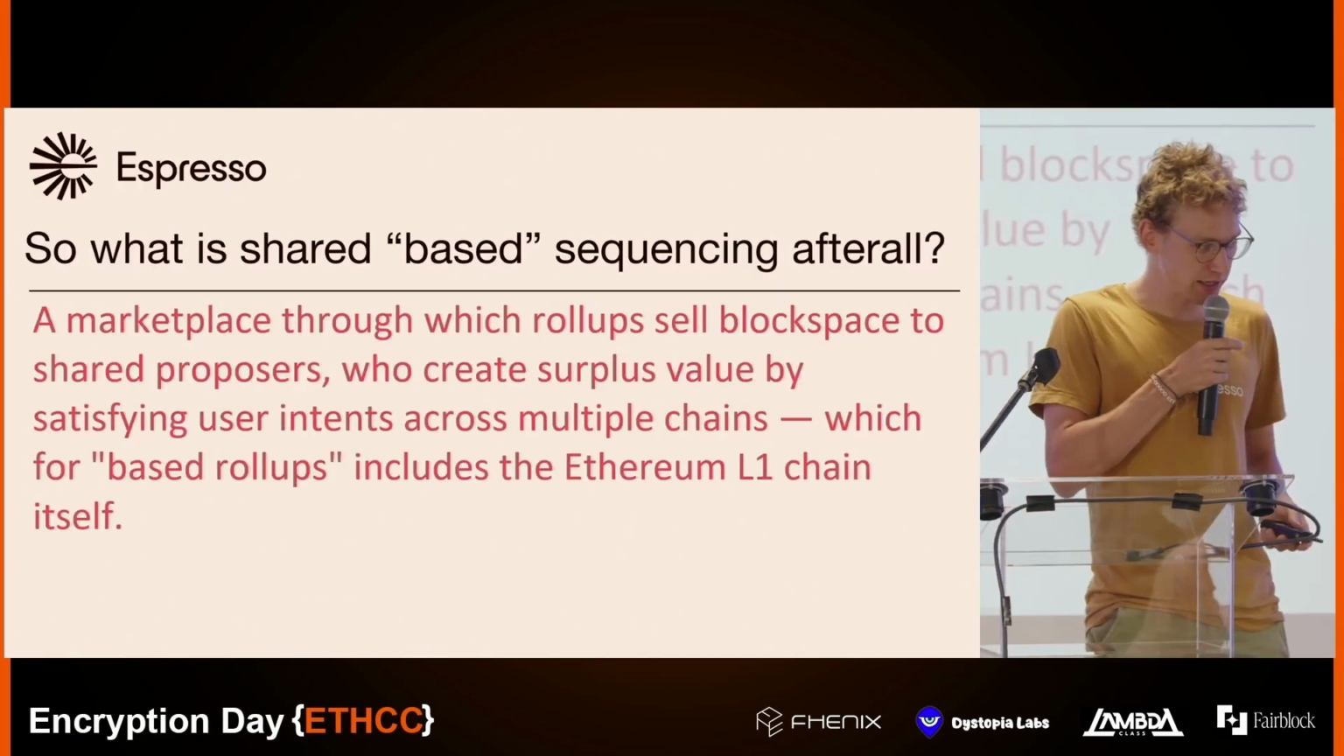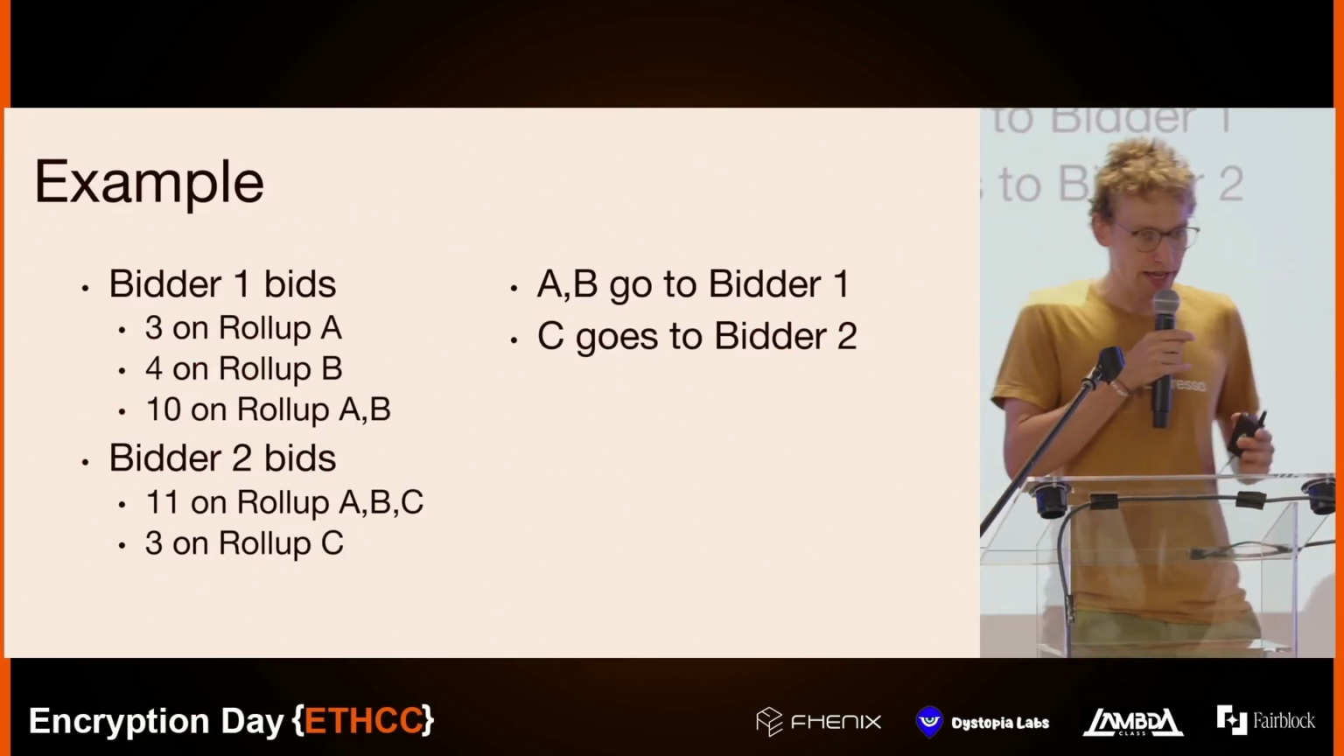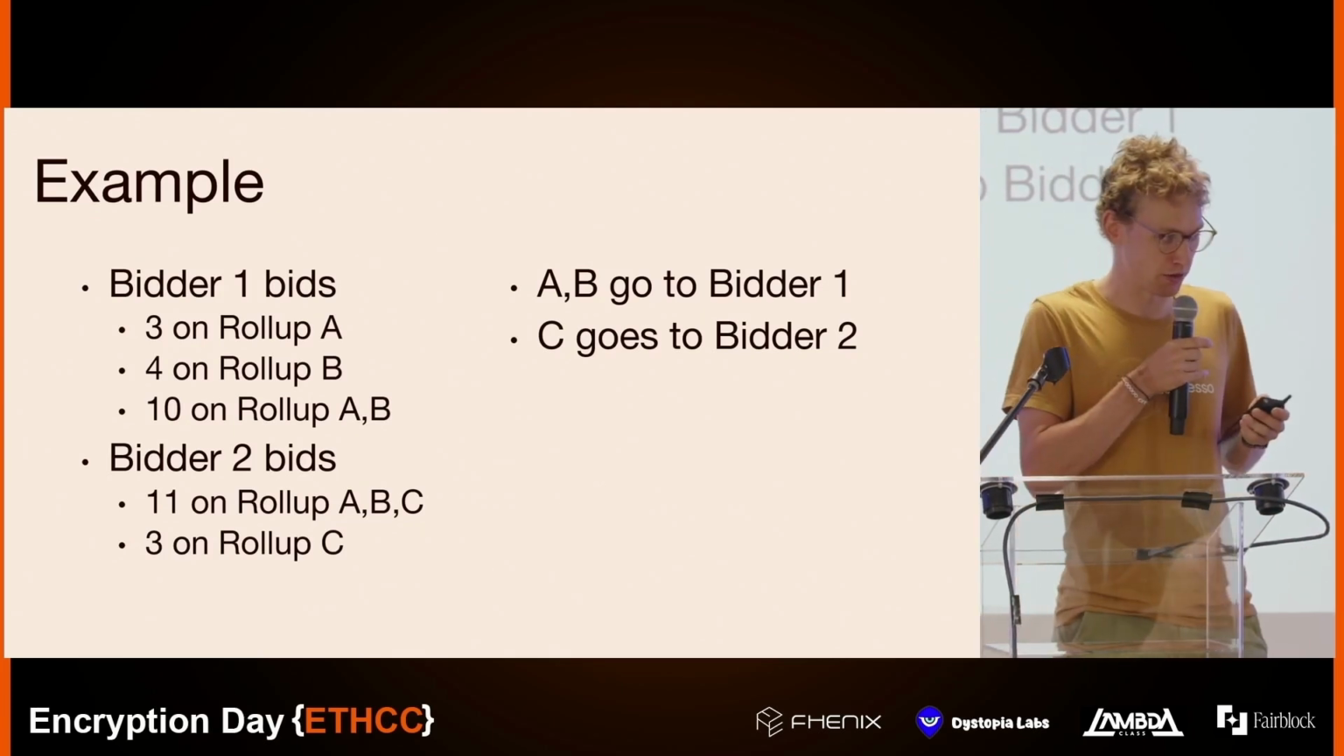And then the one final thing is, how do I split the revenue? Oh, it's not on here, but essentially, I split the revenue proportional to the individual bids on the rollups.